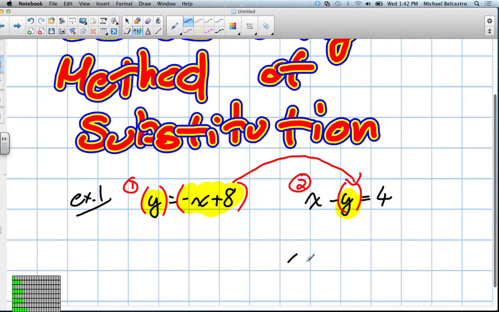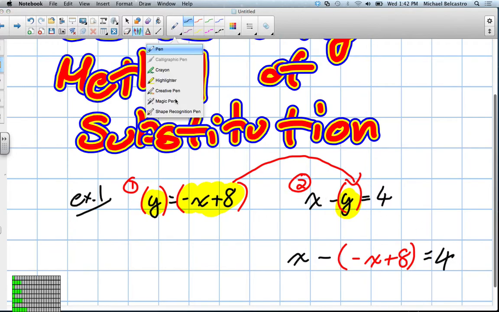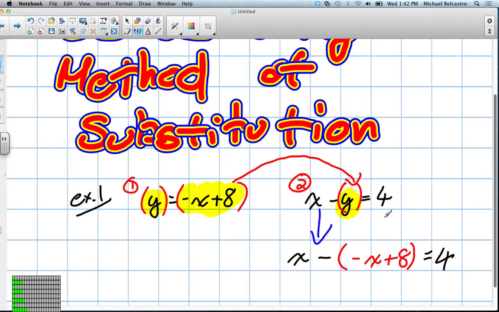So now equation 2 is going to read x minus negative x. And actually, I'll do that in red so you guys can make the distinction. Minus negative x plus 8 is equal to 4. So the part I've written in black is the same as the equation above, but the part we've written in red is the new thing. So the x minus and the equals 4 are the same, but our y value has been replaced by negative x plus 8. And the reason we're able to do that is because we know y is equal to that. So we can replace that y value with that expression.